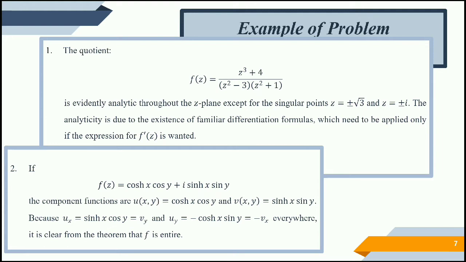Second, if we have that f(z) equal to cosh x cos y plus i sinh x sin y, that the component functions are u(x,y) and v(x,y). Because u_x equal to sinh x cos y equal to v_y, and u_y equal to negative cosh x sin y equal to negative v_x everywhere, it is clear from the theorem that the function f is entire, analytic.